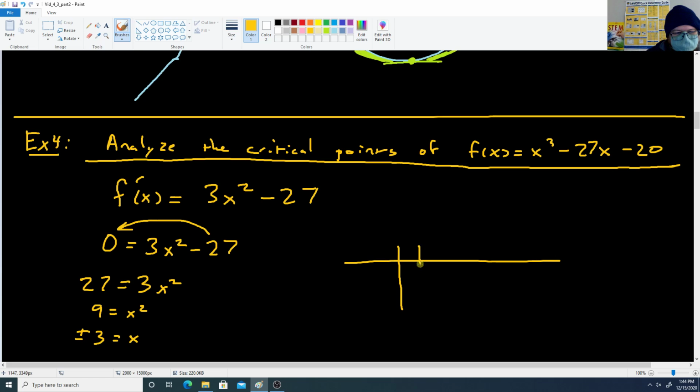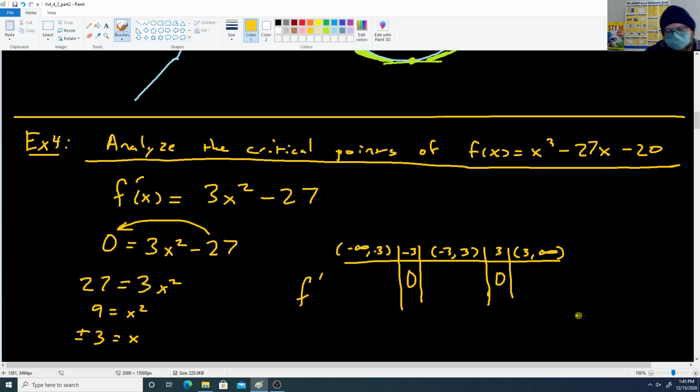So when I go to build my table of values, we got negative 3, we got positive 3. F prime is out here. We got negative infinity up to negative 3, negative 3 to 3, and 3 to infinity. First derivative is 0 at these points. So we need to figure out what's going on when we use a number outside of this. So let's say I get negative 5. Negative 5 squared is 25. 25 times 3 is 75. 75 minus 27 says the first derivative is going to be positive for this region.